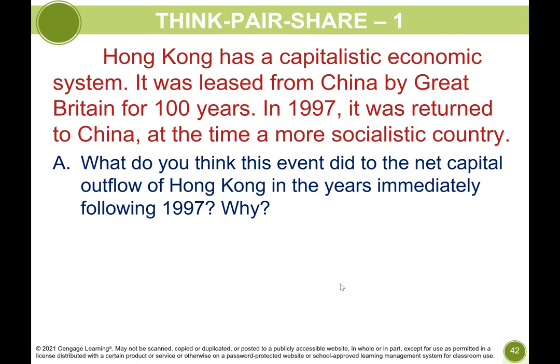Think, pair, share. Hong Kong has a capitalistic economic system. It was leased from China by Great Britain for 100 years. In 1997, it was returned to China, at the time a more socialistic country. Number A, what do you think this event did to the net capital outflow of Hong Kong in the years immediately following 1997, and why?